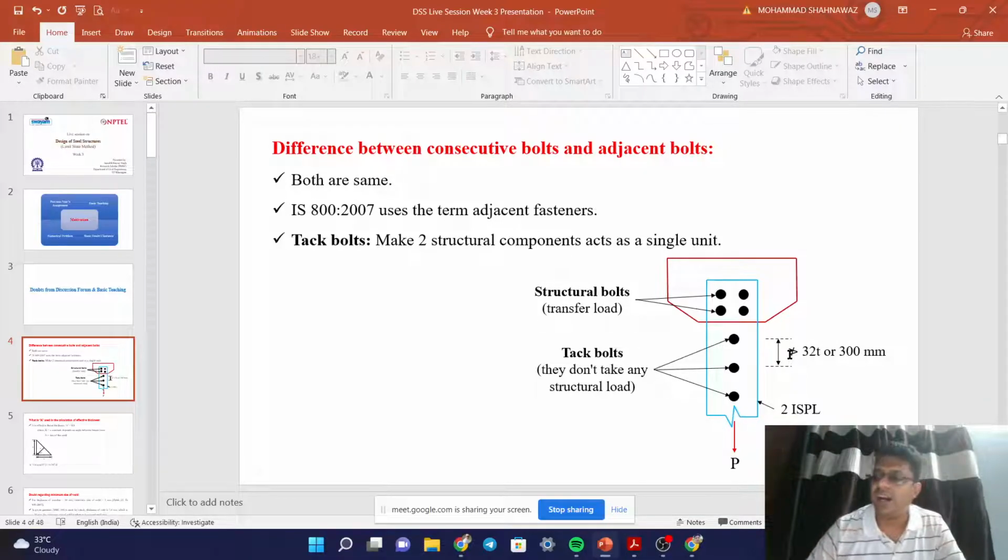Can any one of you share why this is greater for the case of tack bolts, why in the case of structural bolts we are not taking more, and for tack bolting we are limiting it to 32t? Furthermore, I also want to know why this restriction has been put. If they don't have to take any structural load, then why does this provision have to be taken into account? Any one of you?